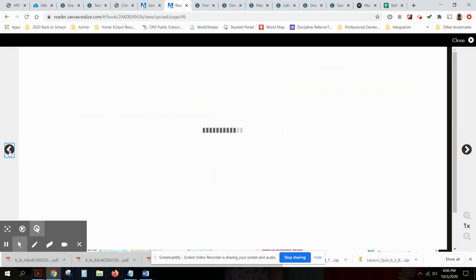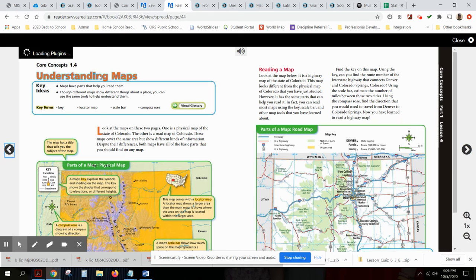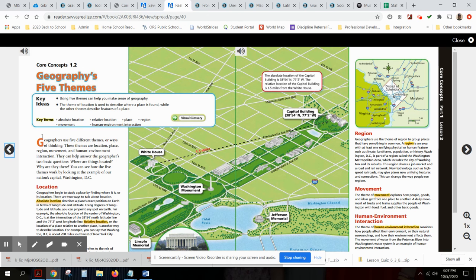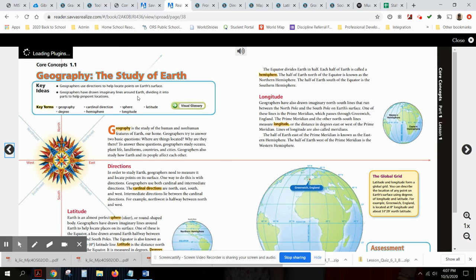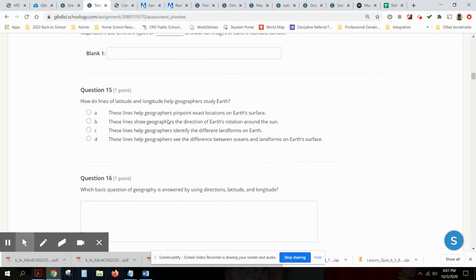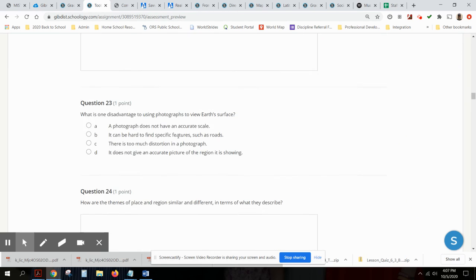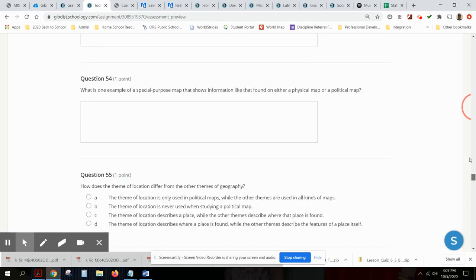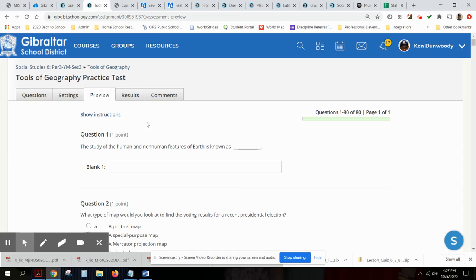There are some questions on here dealing with types of maps. There's questions on here dealing with understanding maps. There's questions on here that deal with ways to show Earth's surface. There's questions on here that show geography's 5 themes. And there's questions on here that deal with the study of Earth, okay? All of those questions come from those pages in the textbook. So this is your practice test. If you know all of these, 22 of these questions will be on the final test on Thursday.